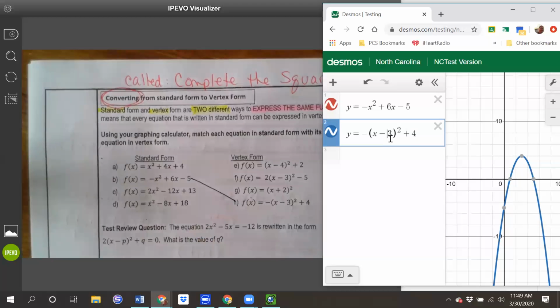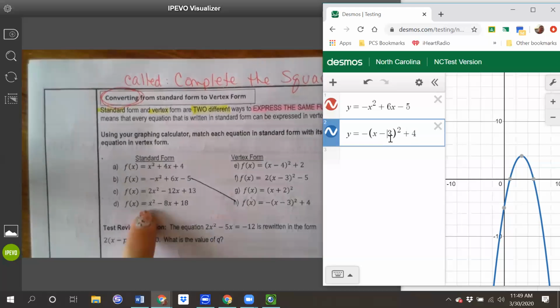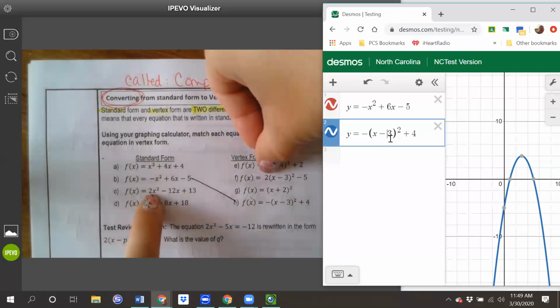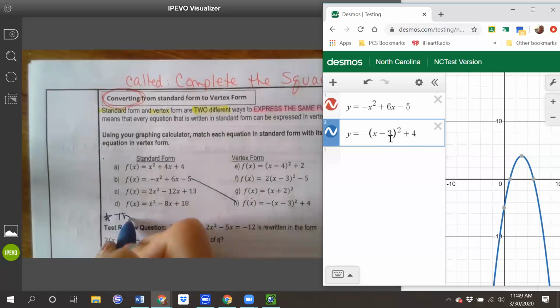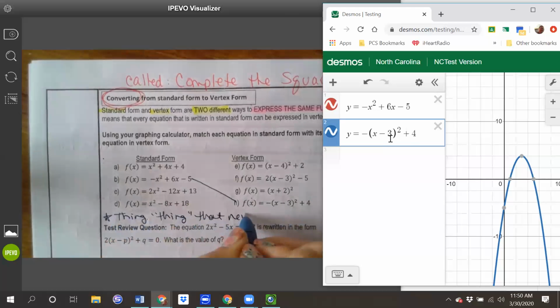Okay, so what else are you thinking? Are you thinking that maybe this one that has an A value of 2 would match up with this one that has an A value of 2? The one thing that never changes is A. So I would say that that is a safe bet. And I'm actually going to write that down. The thing that never changes between the forms is the A value. That never changes.